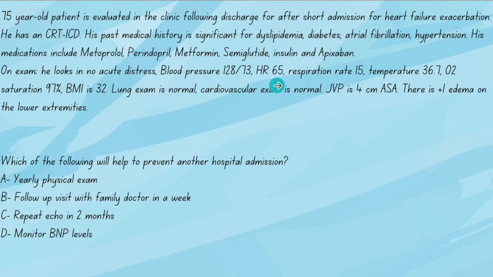Respiratory rate is 15. Temperature 36.7. O2 97%. The BMI is 32. Lung exam is normal. Cardiovascular exam is normal. Jugular venous pressure is 4 cm above sternal angle. There is a plus 1 edema on the lower extremities. Which one of the following will prevent another hospital admission?